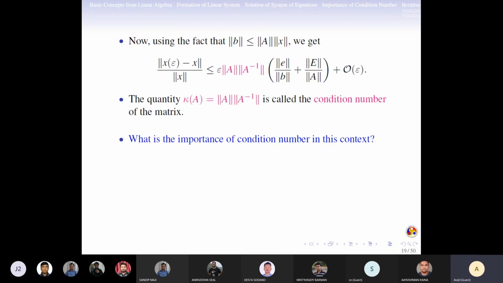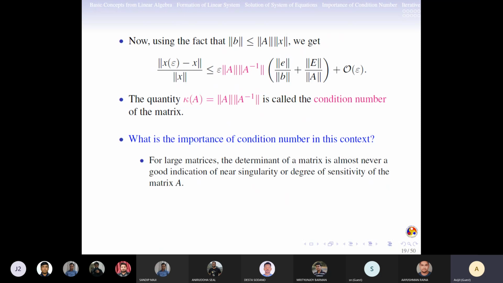As I said before, we need some quantity by which we can say how the system of the matrix is influenced by some perturbation. You can say that we have the determinant value of the matrix, but the determinant value is never a good indicator. For large matrices, the determinant of a matrix is almost never a good indication of near singularity, because the determinant value is very sensitive. If you perturb the system, or if you scale the matrix, the determinant value will change, because determinant of A equals the product of the eigenvalues.